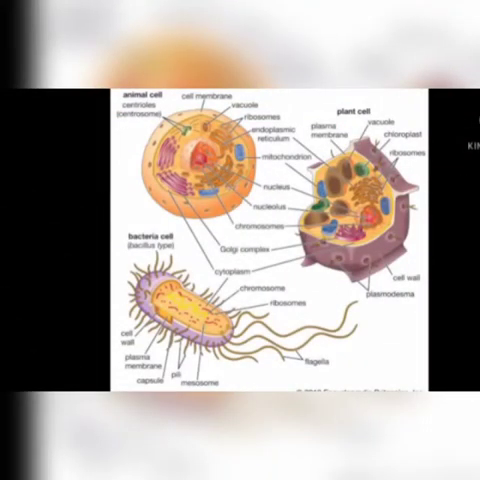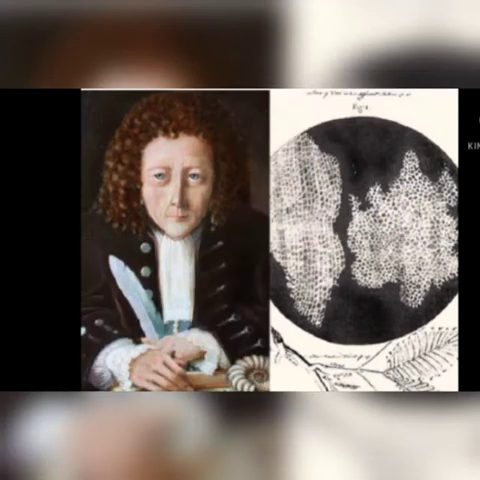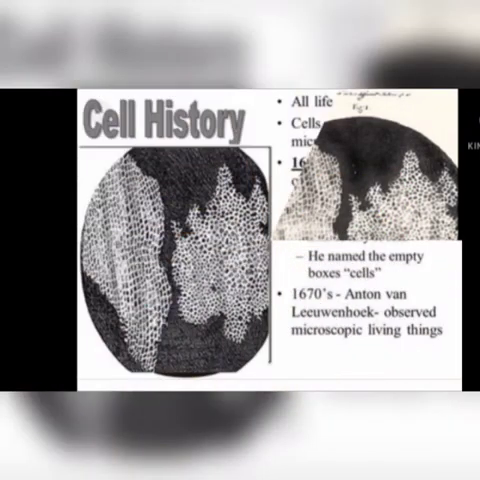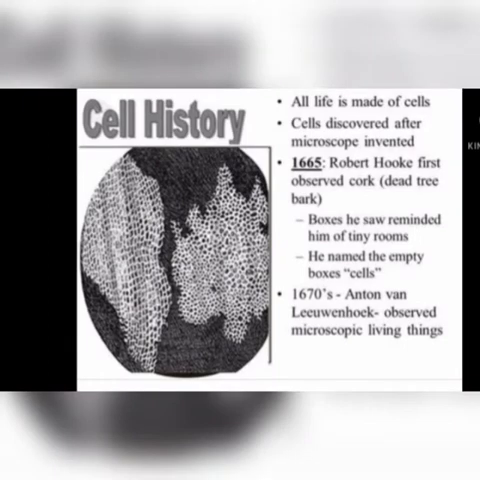Today we are going to learn about the cell, the basic structural, functional and biological unit of life. In the year 1665, Robert Hooke discovered the cell. The cell is the basic structural, functional and biological unit of all living organisms. Robert Hooke observed honeycomb-like dead cells in a thin slice of cork and named them cells in the year 1665.